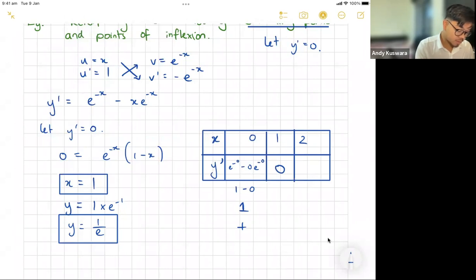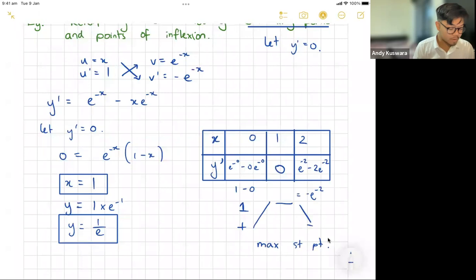And then if I substitute in 2, I will get e to the negative 2 minus 2e to the negative 2. So it's going to become negative e to the negative 2, which is going to be a negative value. All right, so what we can see here is there's a positive gradient, a 0 gradient, and a negative gradient. So I can see that this here is actually a max stationary point. It's actually a max. So now we know it's a max stationary point.